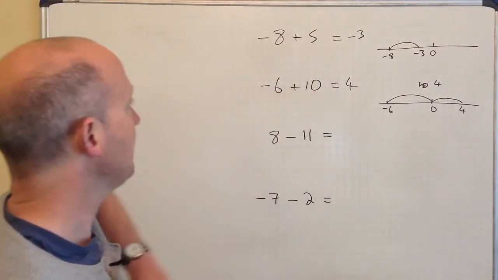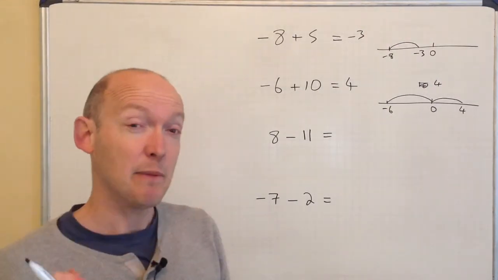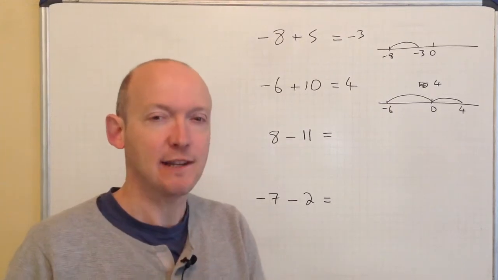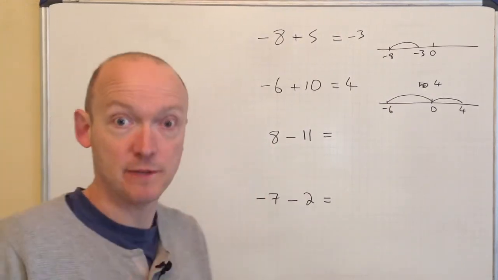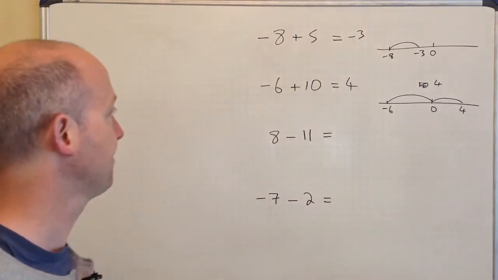Minus 6 plus 10. Now this time, imagine we had a bank with a debt of £6. If we pay £10 in, what would we expect to see? We'd expect to see a positive bank balance. We'd expect to see we've got some money now. So again, this makes sense. Minus 6 plus 10, positive 4.